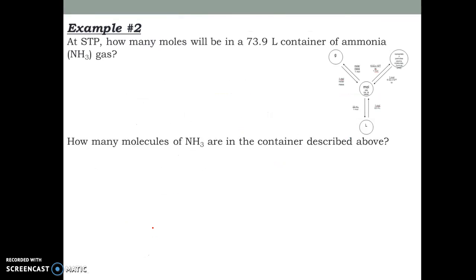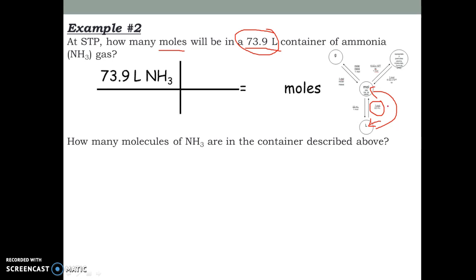On example number 2, it says how many moles if I start with 73.9 liters. So I'm going from liters to moles. This is obviously going to go up front, and I'm starting at liters and going to moles. I know you can't see it that well, but hopefully you can on your sheet. If I'm going from liters to moles, 22.4 liters is going to go on bottom, and 1 mole goes on top. So in this case, I'm going to divide.